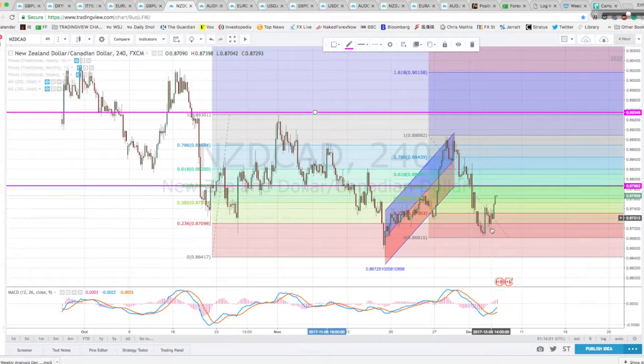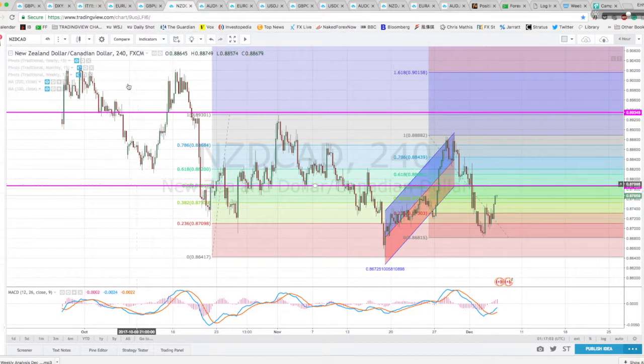Otherwise, I like to be more conservative, especially right now in the December market, where the liquidity is kind of thin as we head into the holiday season. So this was one of the Canadian dollar trades I'm already in. Another one is dollar CAD.